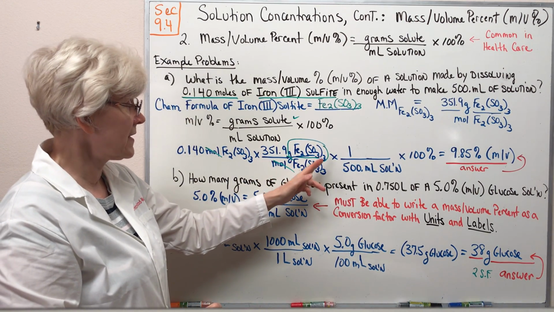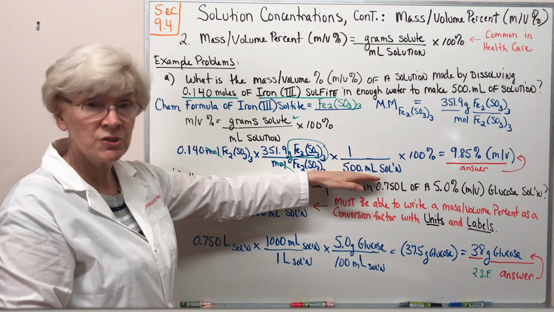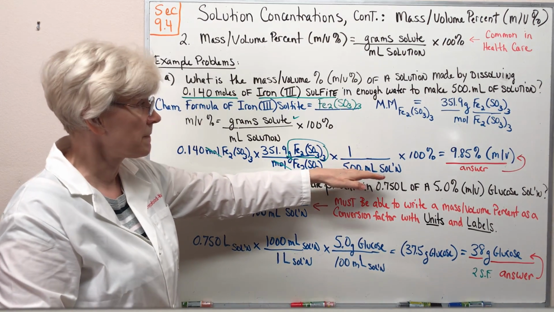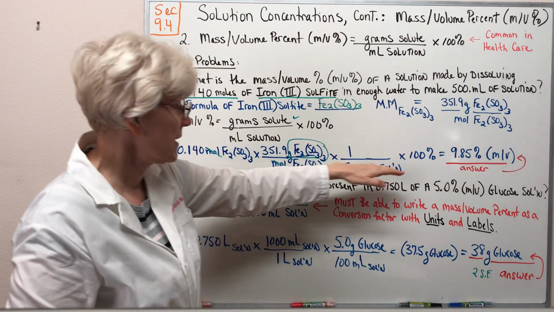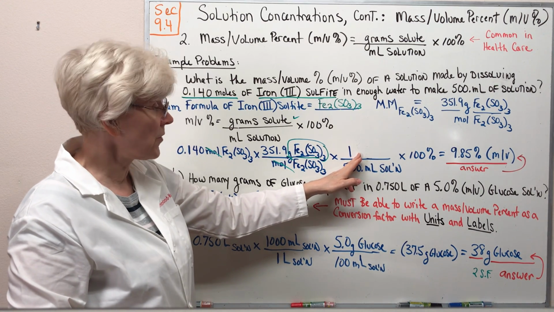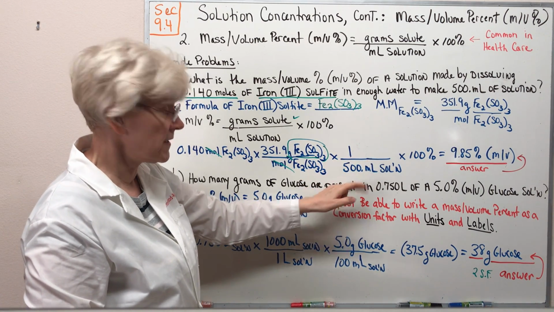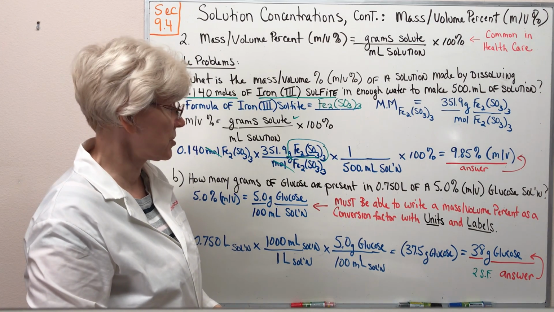Notice what I'm doing next. I am dividing, showing that as a multiplication by the reciprocal. I'm dividing by the volume of solution in milliliters. So there is no unit in the numerator. This is just a division by 500 milliliters of solution.